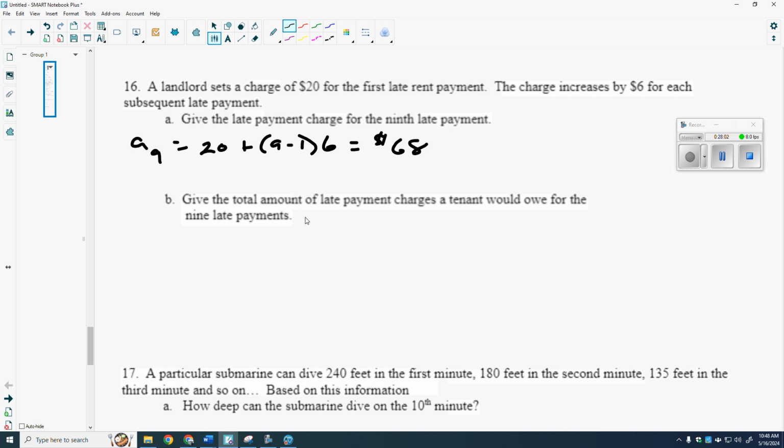If this tenant pays all 9 late fees, how much will they pay? So this is going to be the number of terms, right? 9 times the first term, which we said was 20, plus the 9th term, which we said was 68, divided by 2. And when you type that into the calculator and work it out, at least I got 396. And I'm assuming you can do that. Good units would be dollars. Okay, number 17.